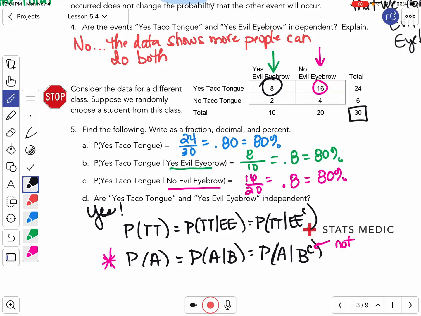All right, flip that over. Let's organize our thoughts. We're going to do a few examples, and then we're going to wrap up for today because it's Monday and I'm tired.